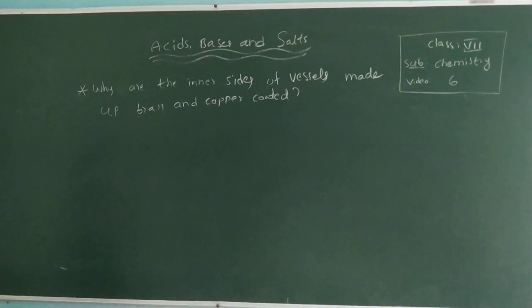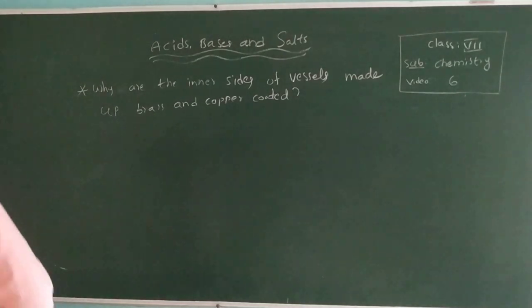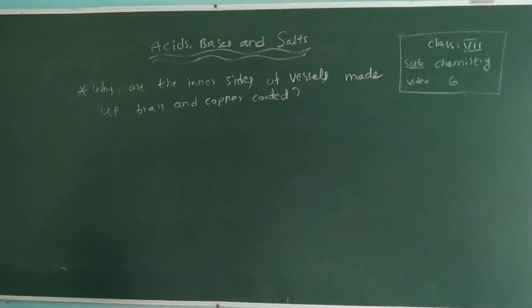Okay, page number 14 is there, that is important. Next, why are pickles, jams and jellies preserved in glass or porcelain and plastic containers? This is an important one. What is the question there? Why are pickles, jams and jellies preserved in glass, porcelain and plastic containers?